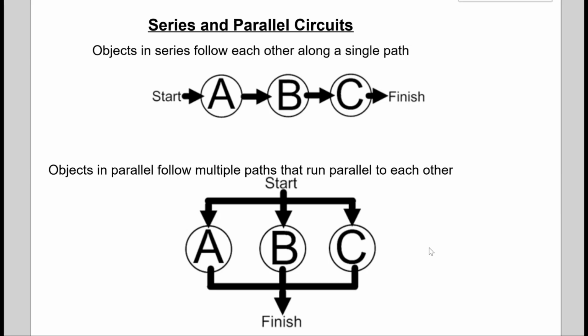On the bottom, we have parallel. Objects in parallel follow along multiple paths that run parallel to each other. Parallel doesn't mean mathematically parallel. It means that the paths are independent from each other. It doesn't have to literally be parallel.